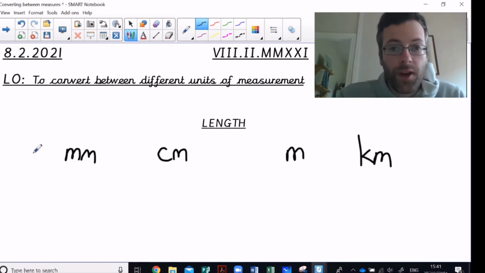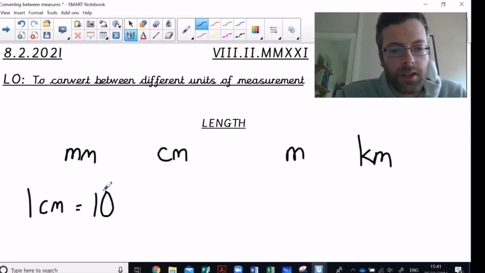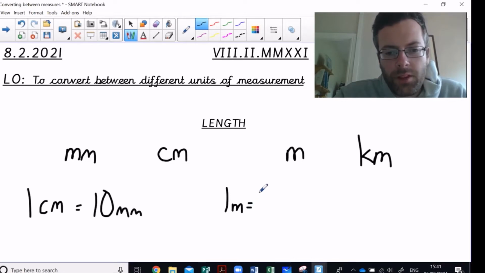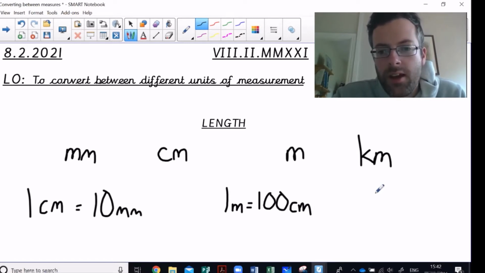Now, the next few facts we just need to know, okay? We need to know that for 1 centimeter, there are 10 millimeters. So a centimeter is 10 times bigger than a millimeter. For every meter, there are 100 centimeters, so a meter is 100 times bigger than a centimeter. And for every kilometer, we need to remember that there are 1,000 meters.